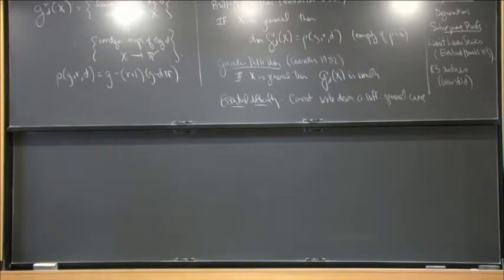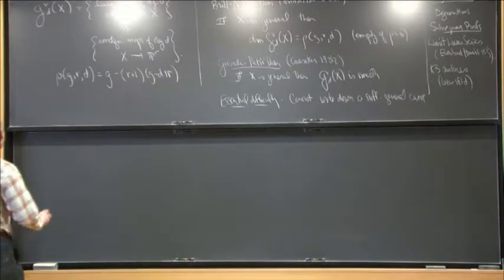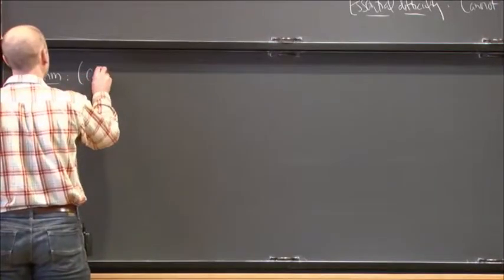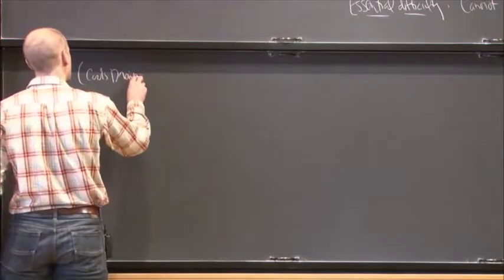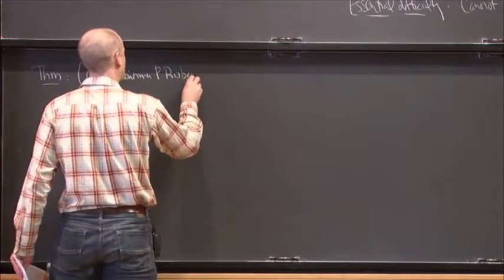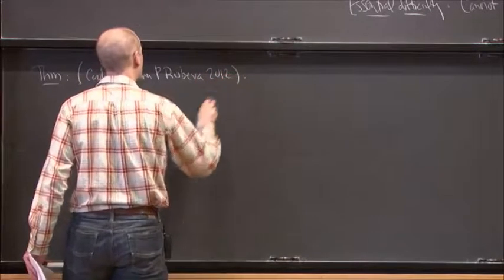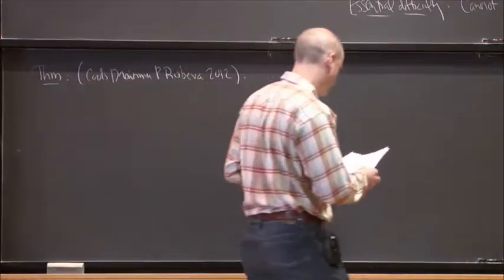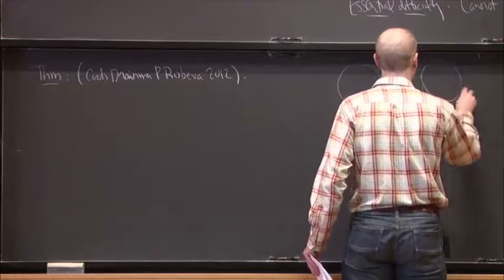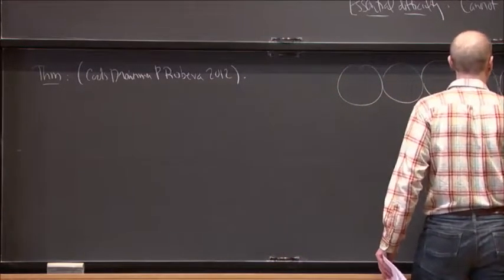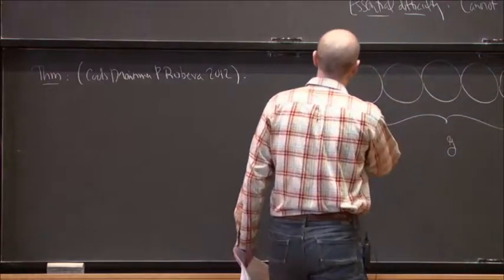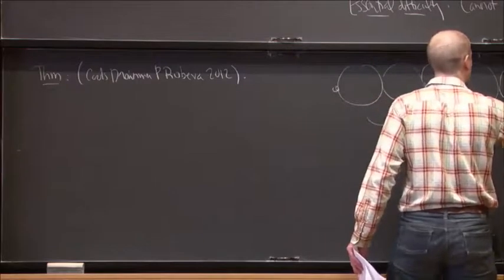OK, so where do these graphs come into play? This is a result with Cools, Draisma, and Robeva from a couple of years ago. And here I should draw a picture. The picture is a chain of loops, and there are g of them, and I want to mark a vertex at each end.